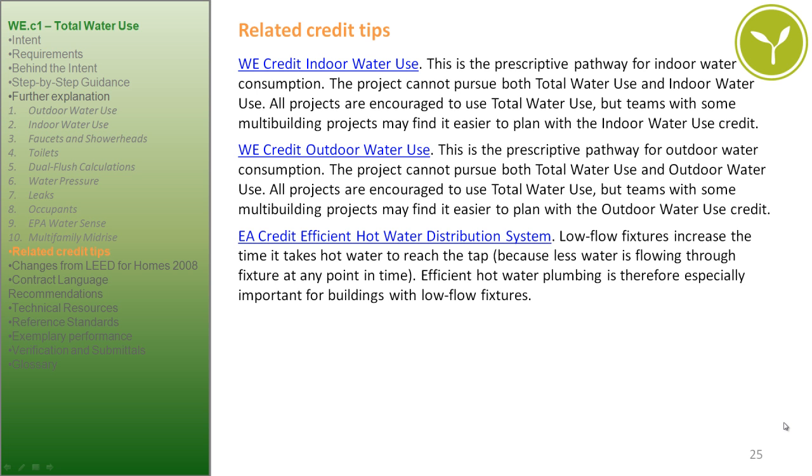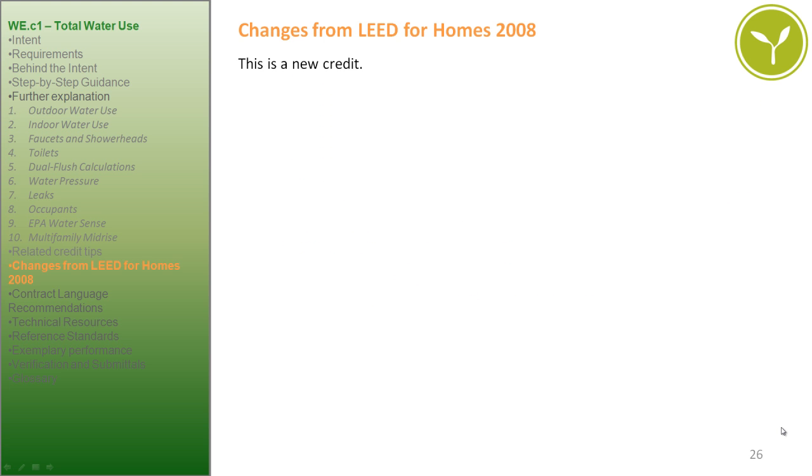EA Credit: Efficient Hot Water Distribution System. Low-flow fixtures increase the time it takes hot water to reach the tap because less water is flowing through the fixture at any point in time. Efficient hot water plumbing is therefore especially important for buildings with low-flow fixtures. Changes from LEED for Homes 2008: This is a new credit.